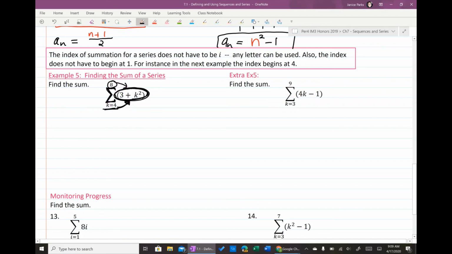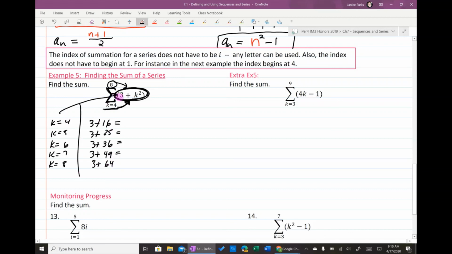Okay, so that means I'm going to plug in 4, okay, 5, 6, 7, and 8. So this is going to be 3 plus 16, 3 plus 5 squared, 3 plus 6 squared, 3 plus 7 squared, and 3 plus 8 squared. Okay, so we're plugging in these numbers into that equation. And then we're going to figure out the sequence, and then we'll add up all those numbers.